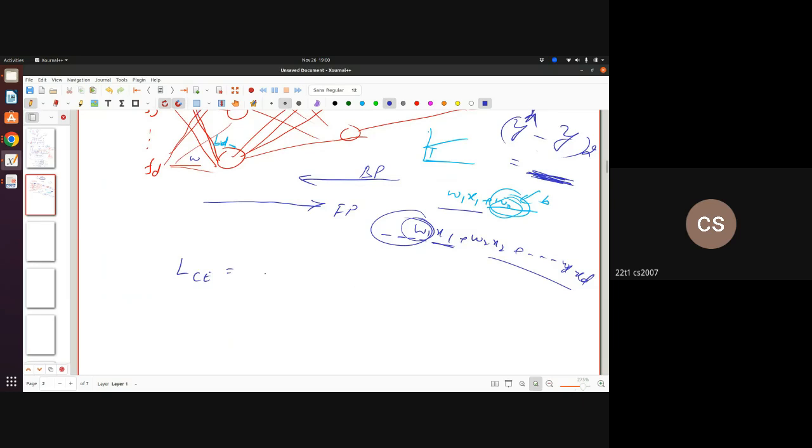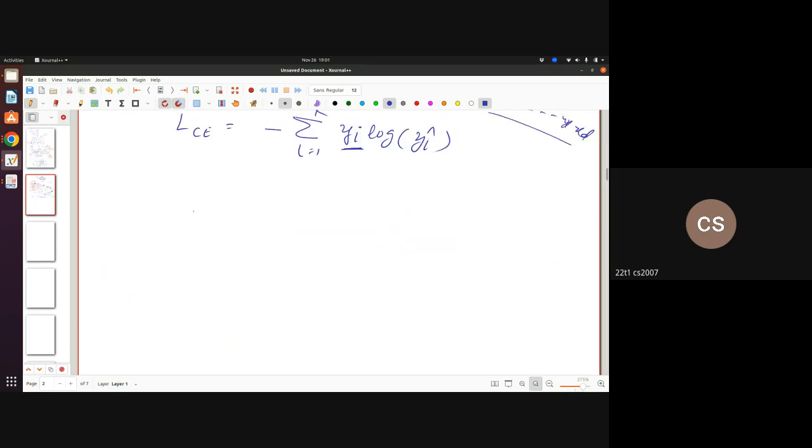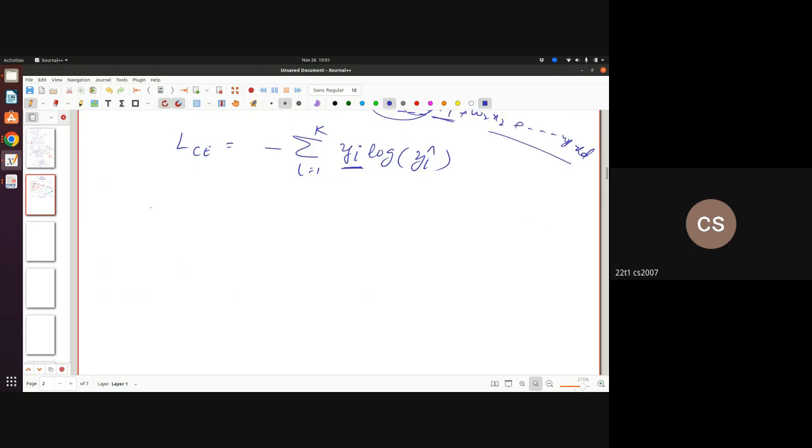Cross entropy loss, you can write as minus sigma, let's say there are k classes, i goes from 1 to k, yi log yi hat. Here yi is the actual value corresponding to the ith class. So in case of multi class classification, the output will be something like this. If there are 3 classes, 1 0 0, and let's say your model produces something like 0.8, 0.1, 0.1.